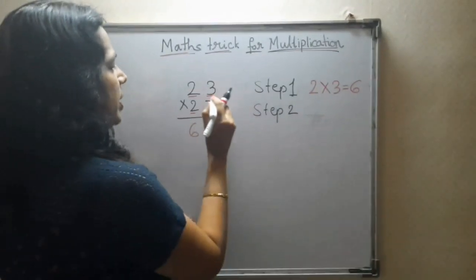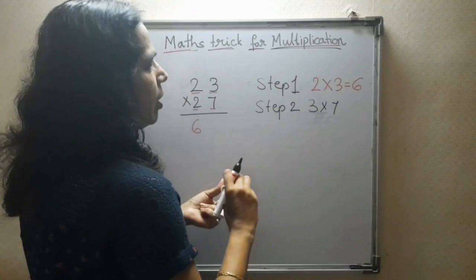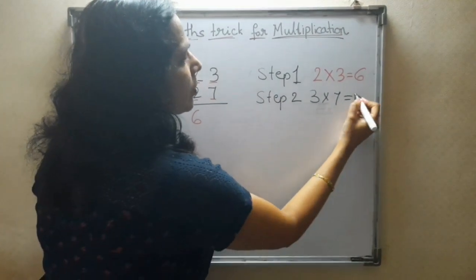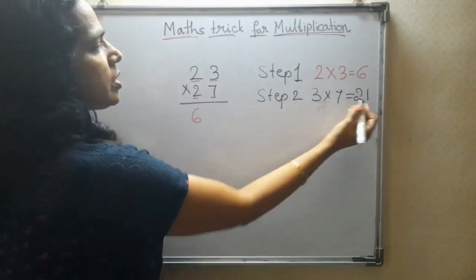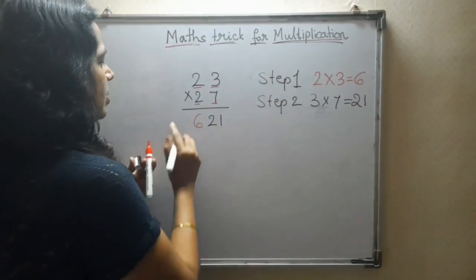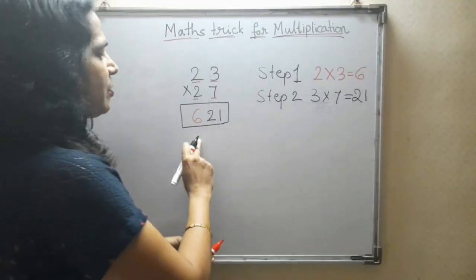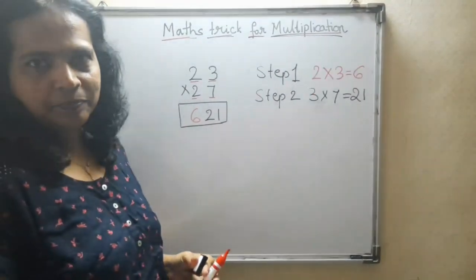Here you have to observe the units place, which is 3 and 7, and multiply. 3 into 7 is 21. Write this 21 here. So the answer for 23 multiplied by 27 is 621.